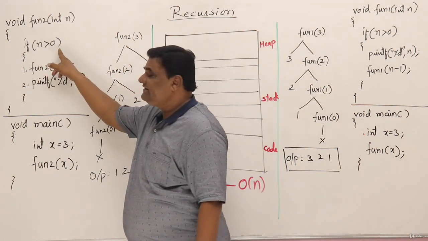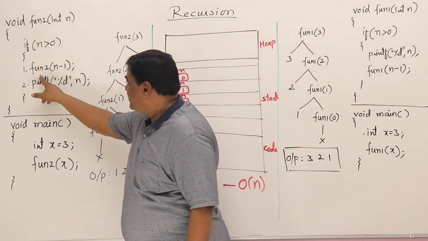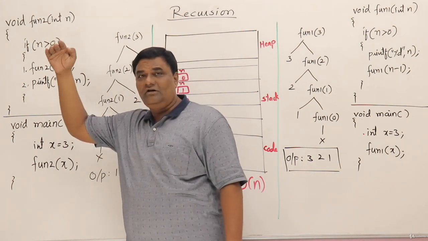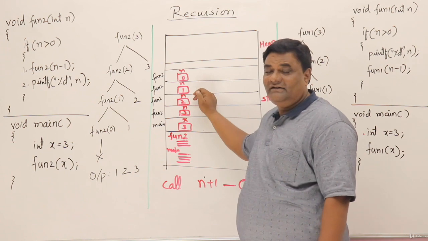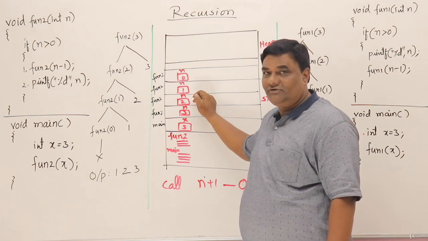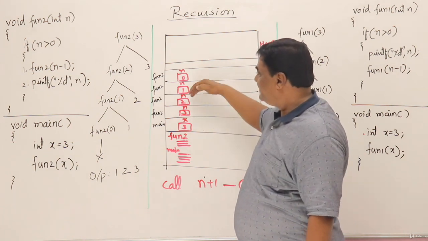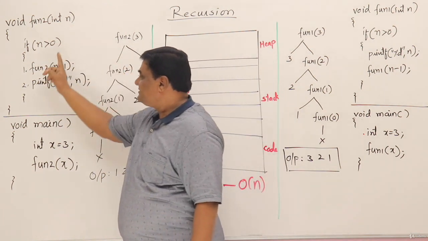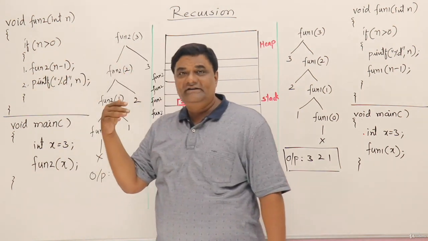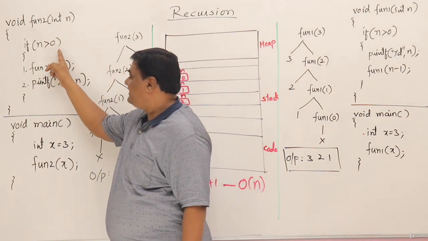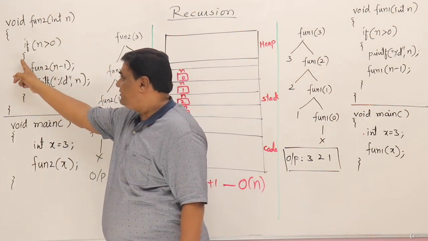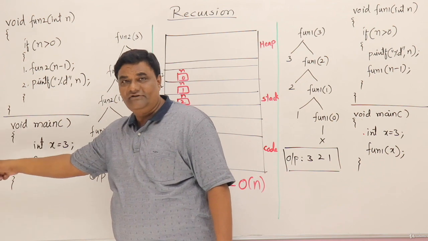Now n is greater than 0. Yes. Then call again. So again it will call with n minus 1. So a new call will create this activation record with n equal to 2. Then again it will call. Then again it will call. See, because the first statement is the call, it's calling itself every time. When n is equal to 0, 0 is not greater than 0. So it will not enter the if block and comes out of the function.